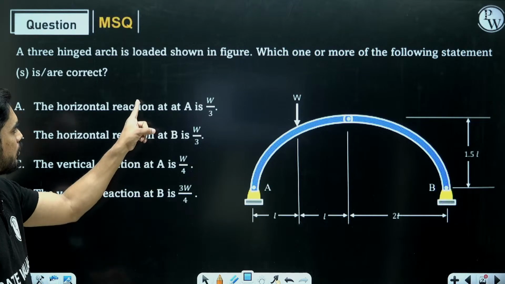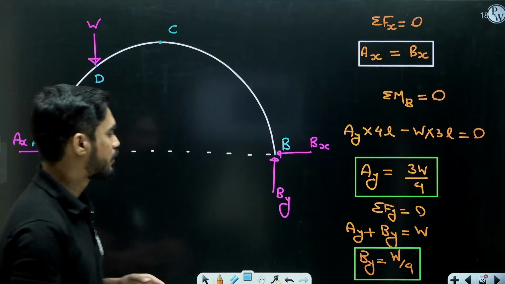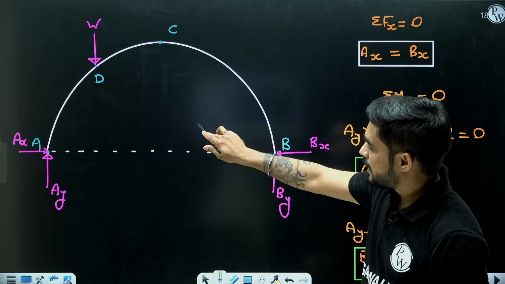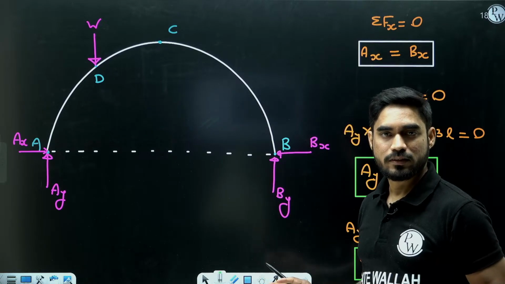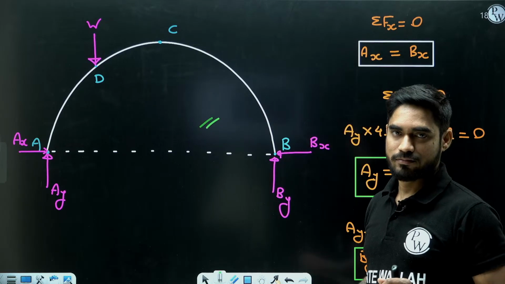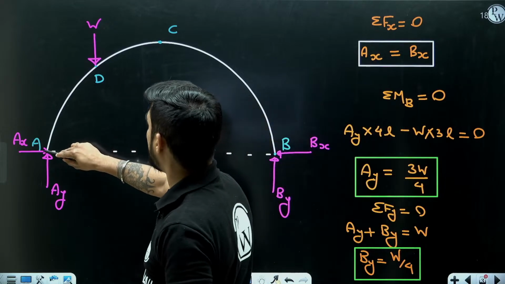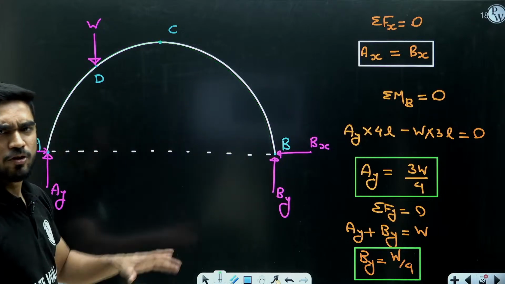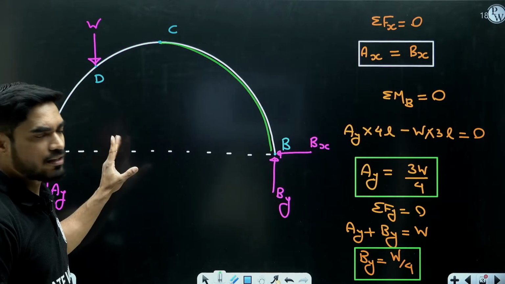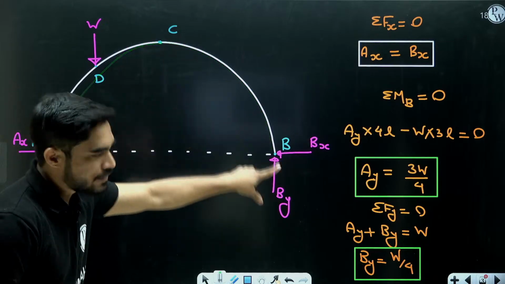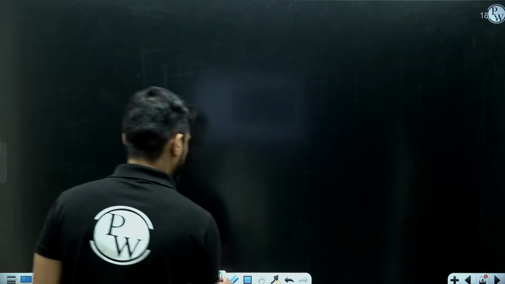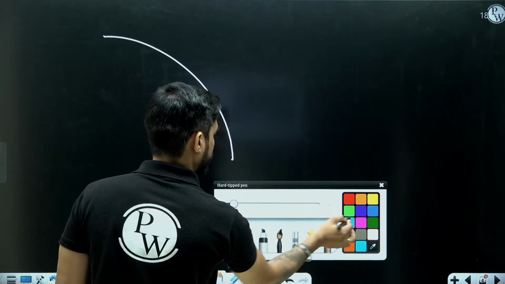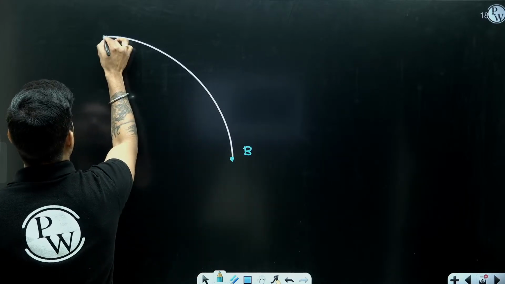Now we need to find out whether the horizontal reactions at A and B are correct or not. So how to calculate the horizontal reaction at A and B? From this particular free body diagram, we can never find it out. So we need to draw another free body diagram. We will either draw the free body diagram of AC, or we will draw the free body diagram of BC. We don't need to draw the FBD of both. We just need the FBD of either AC or BC. Let's draw the FBD of BC. So if I draw the FBD of BC, this is B, this is C.